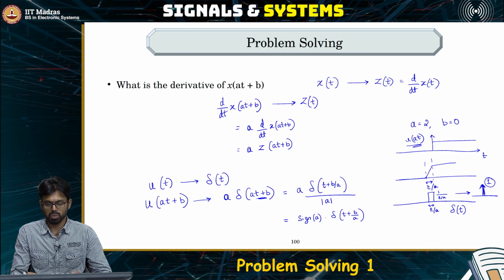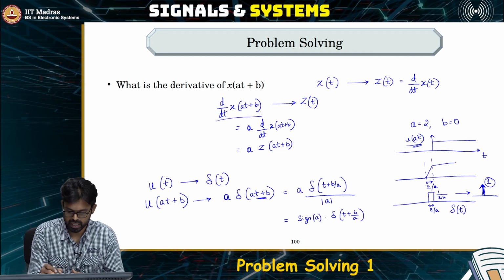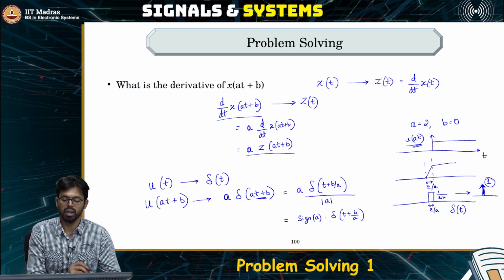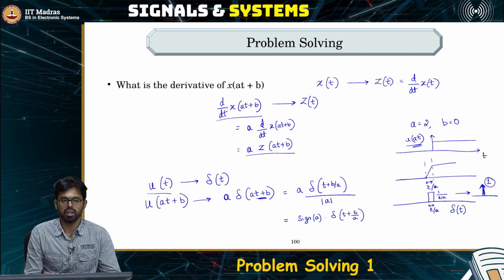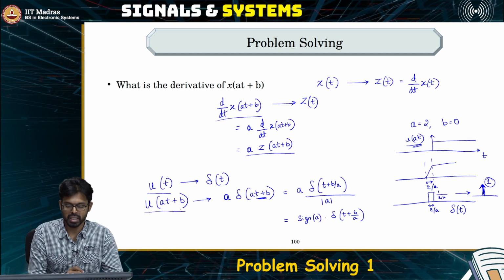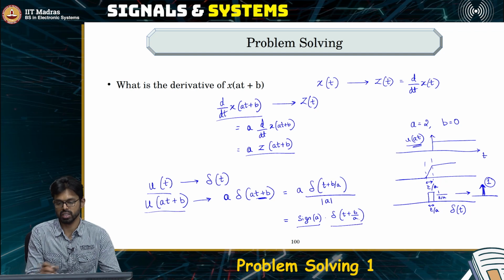Okay. So, remember the derivative of x of at plus b is a times x dash of at plus b, but when the signal is unit step function, the derivative of u of at plus b is nothing but the sign times the Dirac delta function itself.